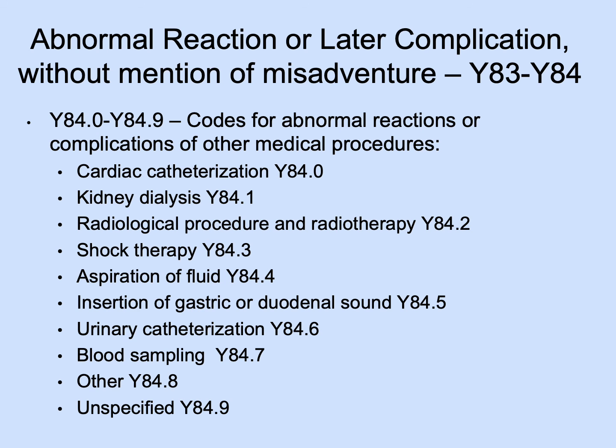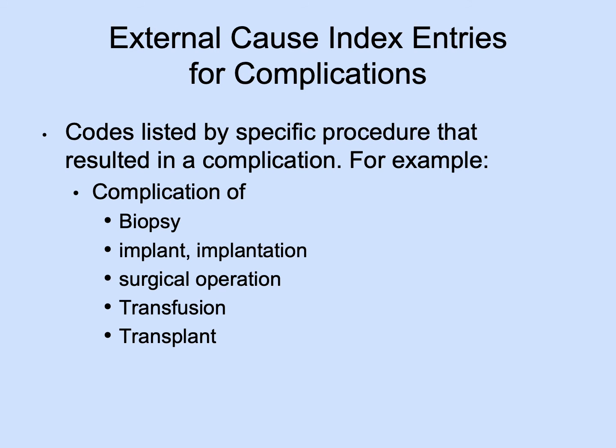84 is catheterization, dialysis, radiological procedures, shock therapy, aspiration, insertion of sound, urinary catheterization, blood sampling, other, and unspecified. So codes in the external cause index for complications, codes are listed by the specific procedure that resulted in a complication. So complication of biopsy, implant, surgical operation, transfusion, transplant.